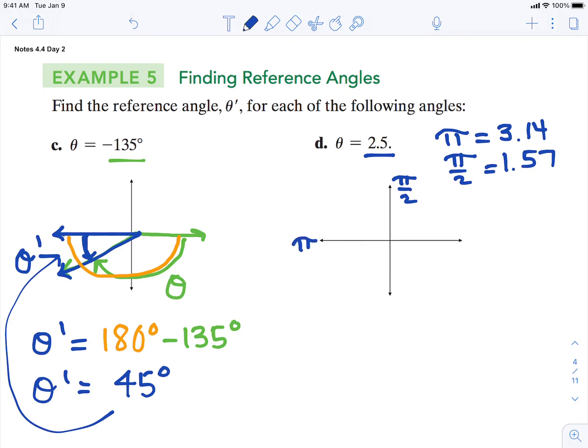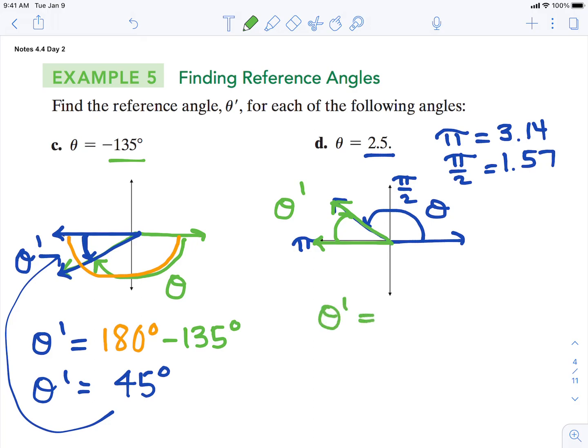Our angle falls somewhere in this quadrant 2. So there's our angle theta. Our reference angle will be from the x-axis back up to our terminal side, and we note that as theta prime.